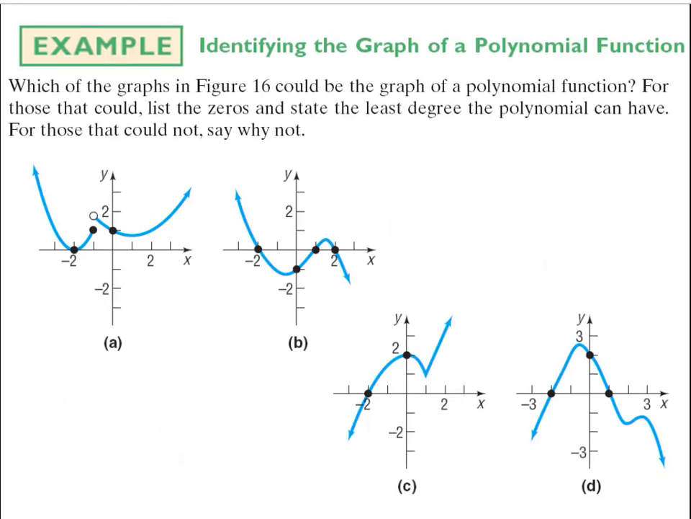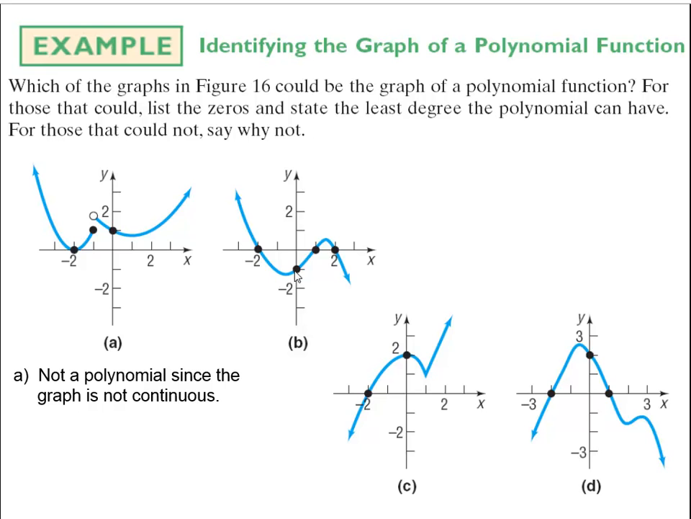All right, let's do one more example here where we put these tools together. This question says, which of the graphs could be the graph of a polynomial function? For those that could be the graph of a polynomial, list the zeros and then state the least degree the polynomial could have. For those that could not, say why not. So for letter A, notice this graph is not continuous. There's a break in the graph. So right away, I know this graph is not the graph of a polynomial because it's not continuous.